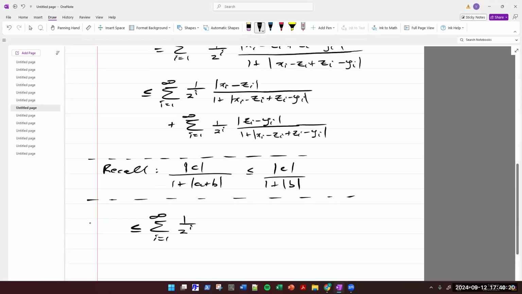What do I got up here? This is xi minus zi. So the terms with the y, I want to throw those out. So I keep the terms with the x and the z. So I could keep, right, and the zi minus yi, I could throw that out. Or actually, you could get that using triangle inequality.